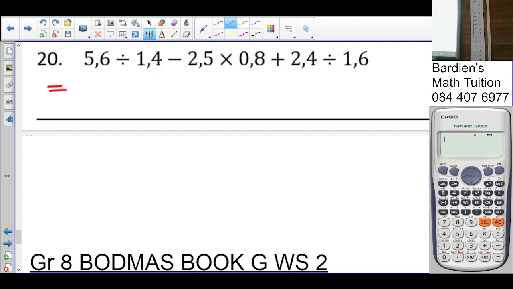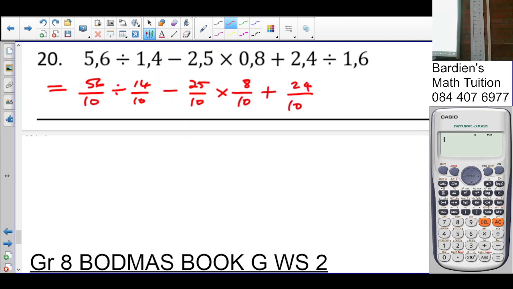So we're going to say 5.6 can be written as 56 over 10, divided by 1.4 is 14 over 10, minus 2.5 is 25 over 10, times 8 over 10, plus 2.4 is 24 over 10, divided by 16 over 10. Exciting, no? Yes. That will change to multiplication. That I can simplify multiplication. Okay, so let's go.